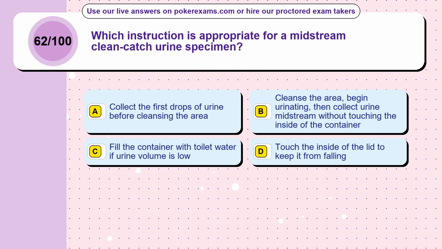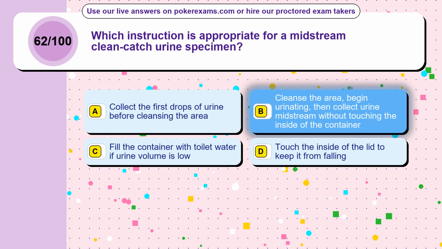Question 62. Which instruction is appropriate for a midstream clean catch urine specimen? Option A, collect the first drops of urine before cleansing the area. Option B, cleanse the area, begin urinating, then collect urine midstream without touching the inside of the container. Option C, fill the container with toilet water if urine volume is low. Option D, touch the inside of the lid to keep it from falling.